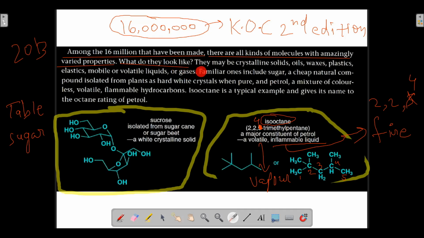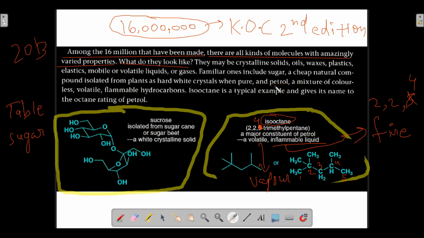The familiar examples of molecules include sugar. This is the sugar structure. Sugar is a cheap natural compound isolated from plants, from sugarcane or sugar beet, as hard white crystals. This sucrose or table sugar has hard white crystals when it is pure.